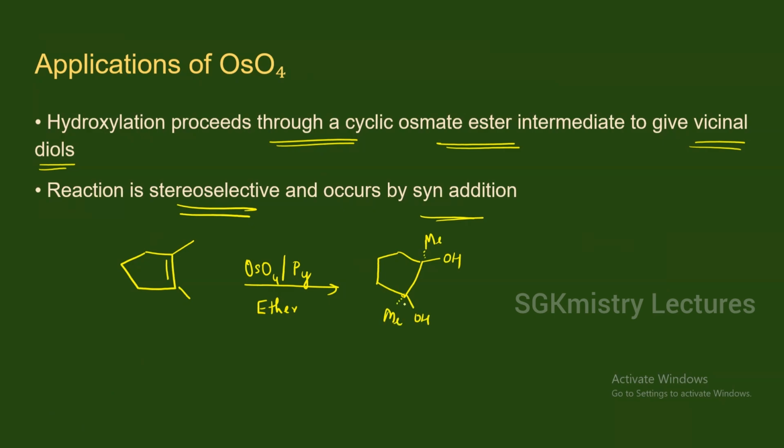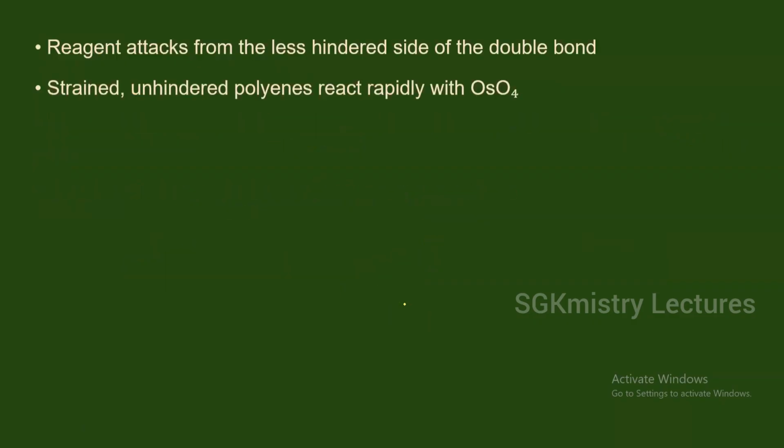Again, this particular reagent, as I already explained, is stereoselective. If you are taking strained and unhindered olefins or alkenes, they react rapidly with osmium tetroxide. And the attack of the reagent is always from the less hindered side of the olefinic bond. This also we have seen in an example. So let us take some other examples and look into this. Suppose we have this particular compound. You add osmium tetroxide.